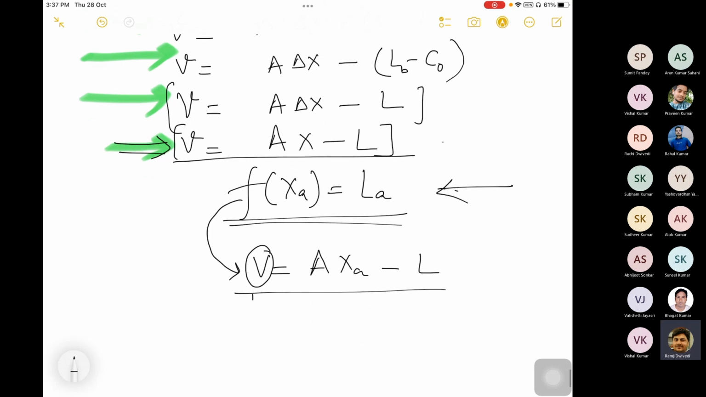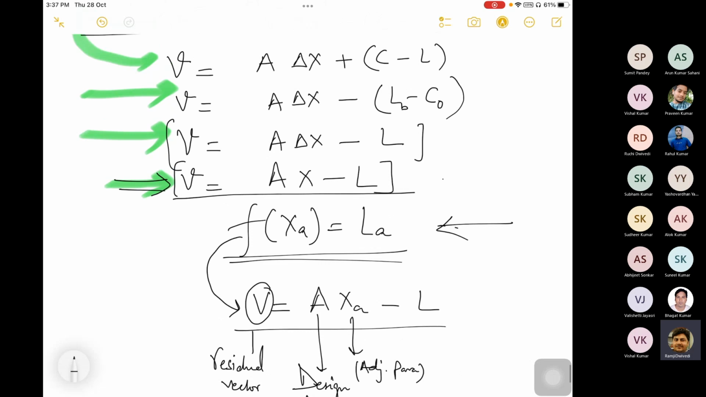What is this V? Again, the residual vector, because we are working in a matrix system. A is called the design matrix. This is your adjusted parameter, or if you have seen how this delta x is converted to x, you could also say correction to adjusted parameter.